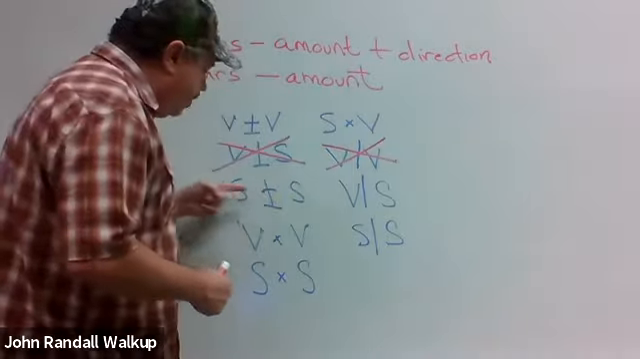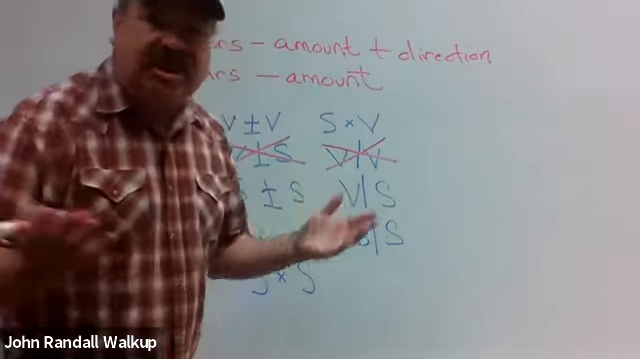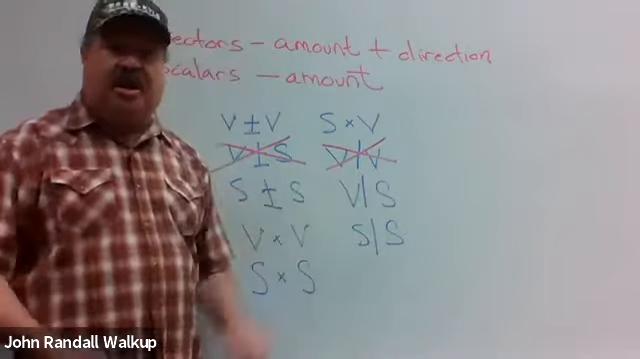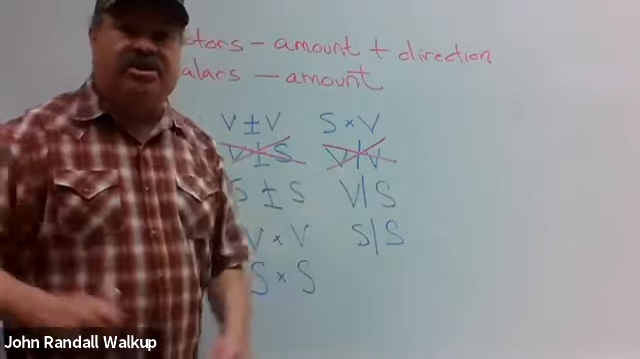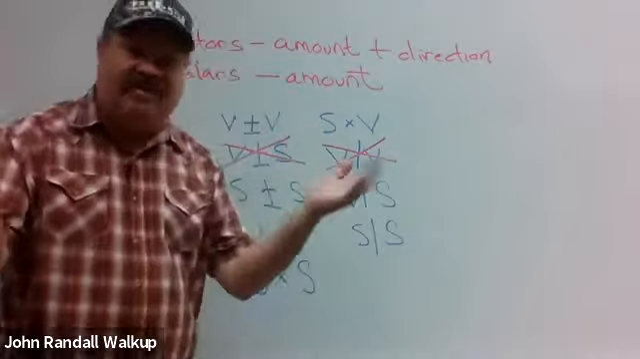How do you add two scalar quantities? Well, these are numbers. This is a number. This is a number. How do you add them? Just like you add any kind of numbers. What's 4 plus 3? It's 7.